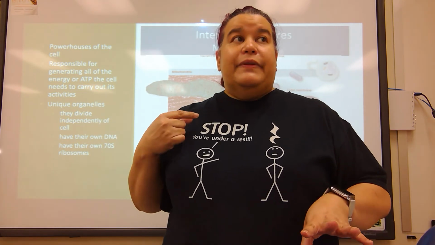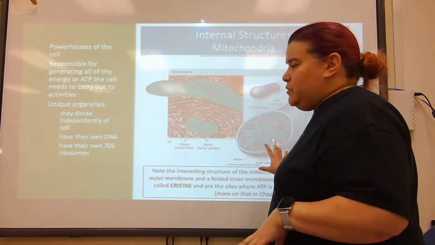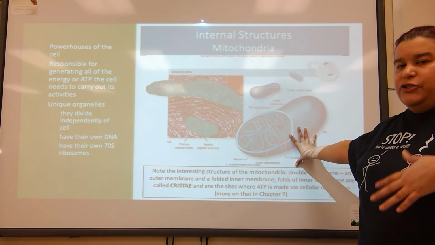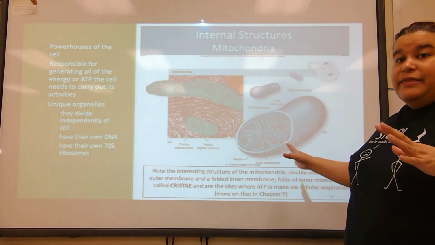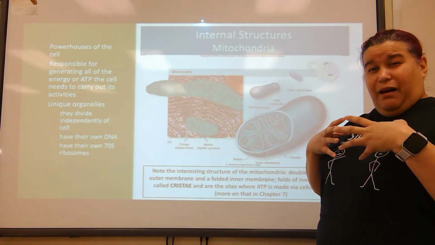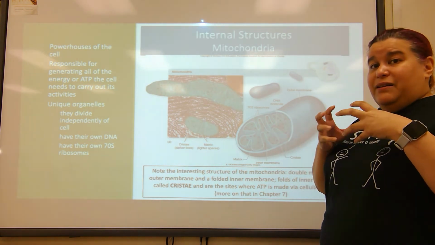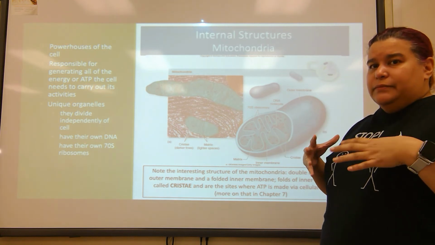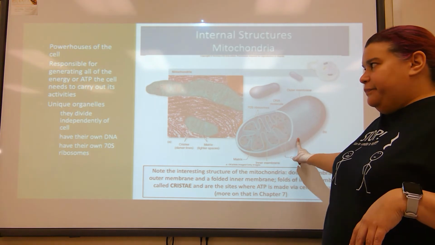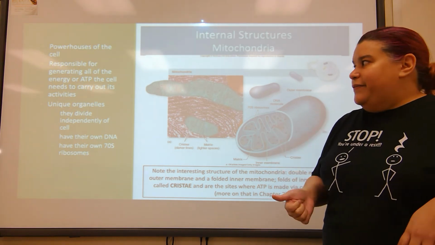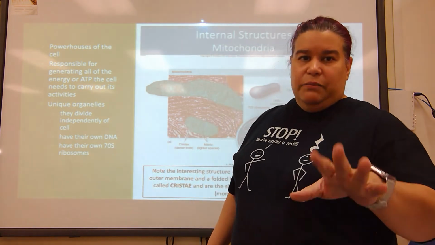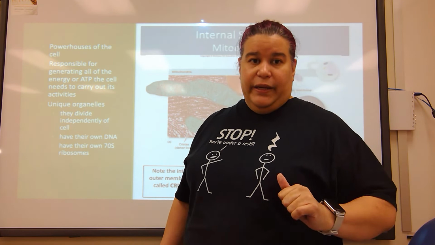Okay. It is unique. This is one of those that I said gives credibility to the idea that more complex cells engulfed less complex cells, and those less complex cells ended up being beneficial, so we kept them. Okay. And again, you can see that internal membrane and then this outer membrane. They are unique in the fact that they can divide independently. The cell doesn't have to tell them you divide now. They can do it whenever they feel like doing it.